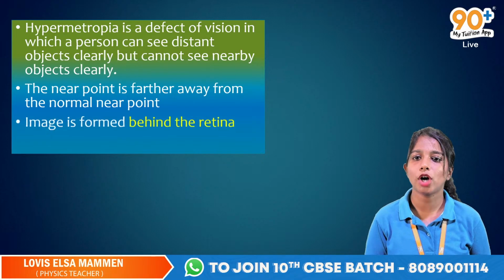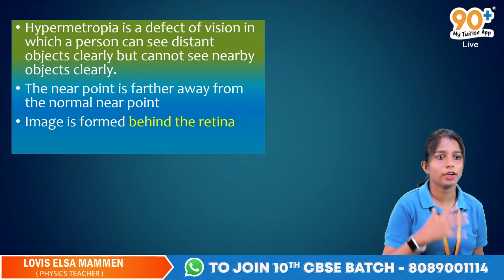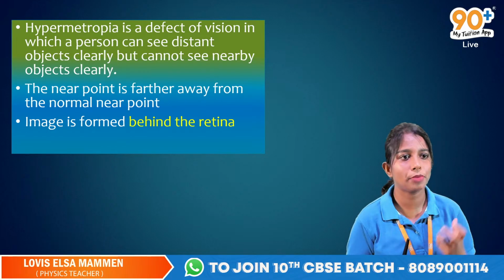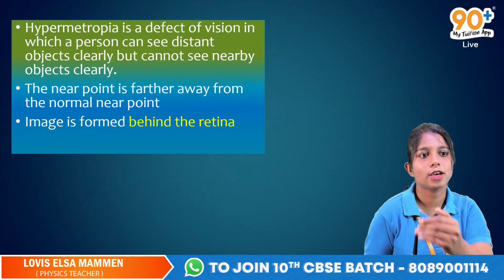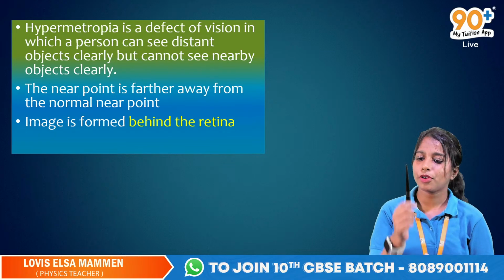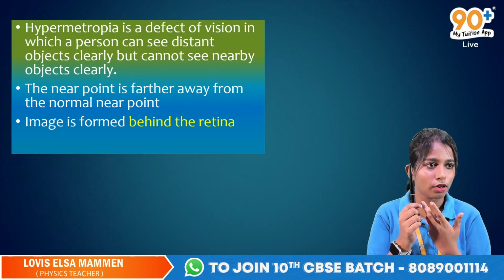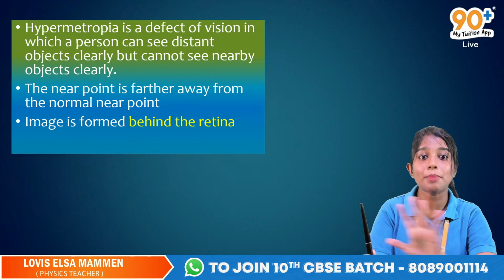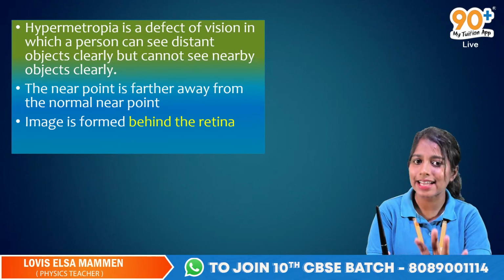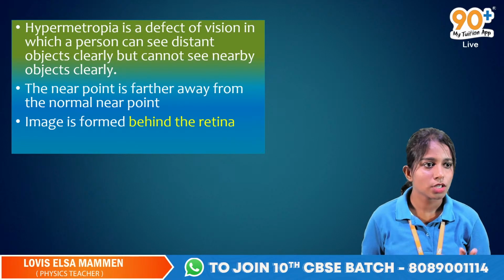So the normal near point is 25 centimeter. We know that the near point of a normal eye is 25 centimeter. What do you mean by near point? Minimum distance at which you can see objects clearly. If you read a newspaper and keep it here, can you read it? No, it is unclear, right? So you should maintain a minimum distance. If you want to read a book, you should maintain a minimum distance. That minimum distance for a normal eye is 25 centimeter. So that is near point.